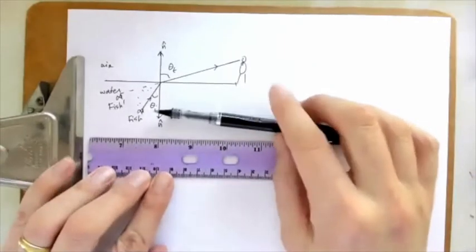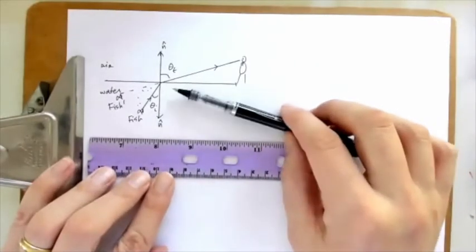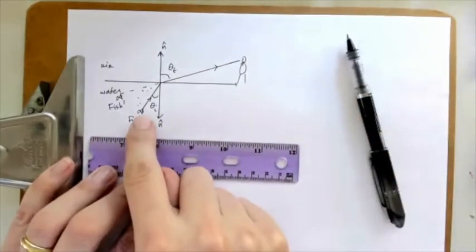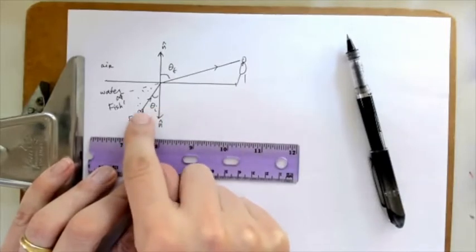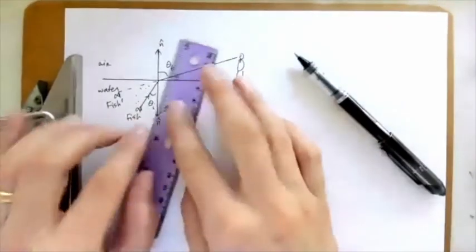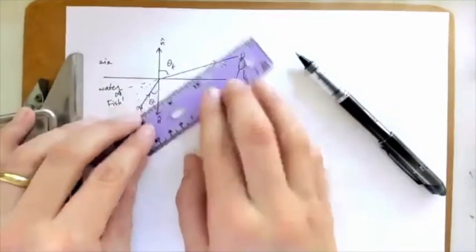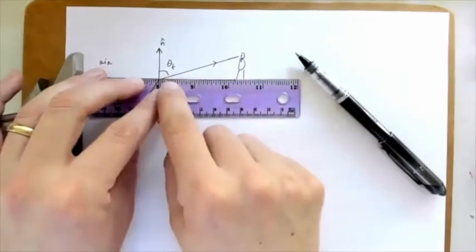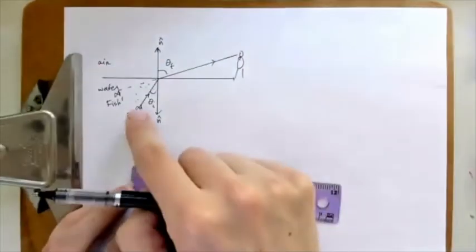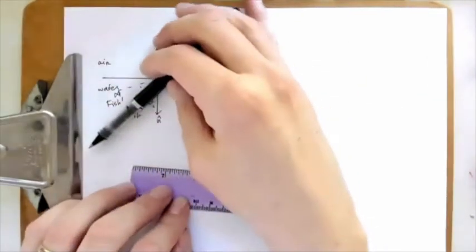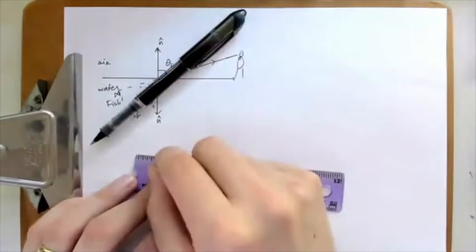Now let's see what happens if we have this fish and we move it around a little bit. So for instance, if this theta i becomes bigger, then theta t becomes bigger as well, right? So there's a point where theta t is 90 degrees, and theta i is not at 90 degrees, it's probably like 54 degrees or something like that. So there's an angle beyond which you cannot see the fish anymore.